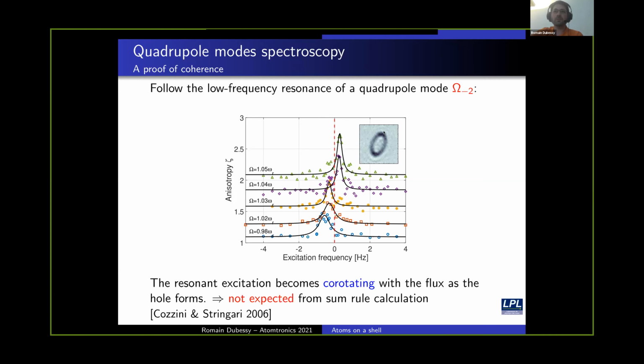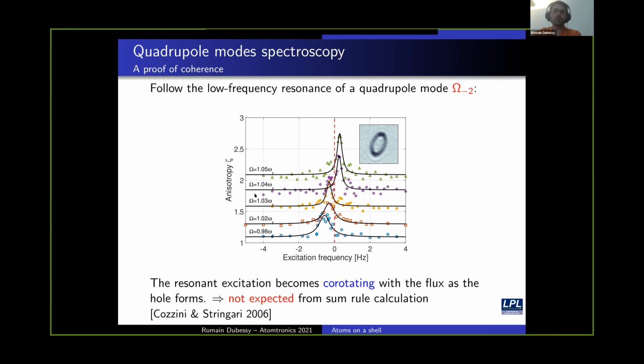Quadrupole mode spectroscopy means that we apply a small deformation to the trap and we rotate it at some excitation frequency, and we see how the system reacts, and we get a resonance. And the position of this resonance depends on the rotation of the system itself.